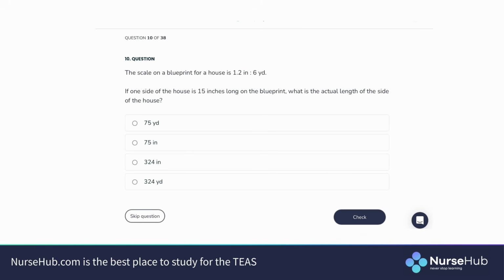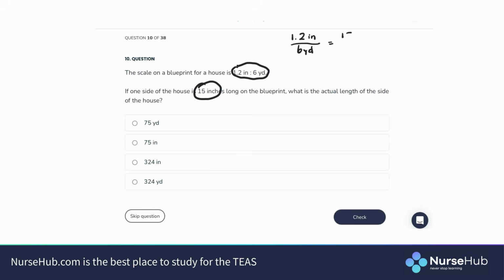Question 10. The scale on a blueprint for a house is 1.2 inches for every 6 yards. If one side of the house is 15 inches long on the blueprint, what is the actual length of the side of the house? Now, even though this is scaling, a lot of proportions come up. What we can see here is that we have a full ratio. We have 1.2 inches for every 6 yards. We have that. Now, we also know that one side of the house is 15 inches long.